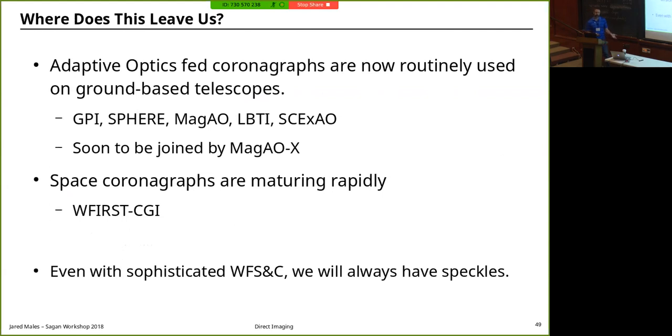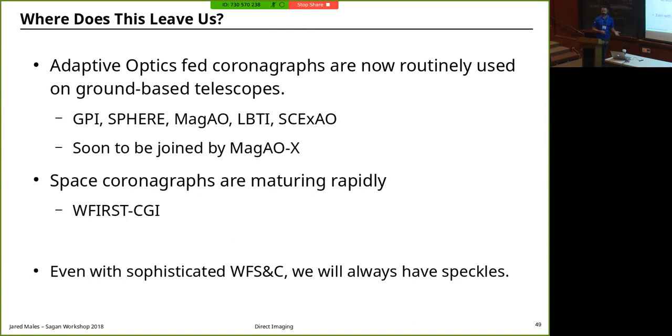Okay, so where does this leave us? AO systems are now in routine use. This isn't magic. This isn't something that we're hoping to do eventually. This is actually old news. You've probably all heard of GPI and SPHERE. There's also MagAO, LBTI, and SCExAO, which is a very similar system to MagAO-X that's working on Subaru right now. All these are soon to be joined by MagAO-X.